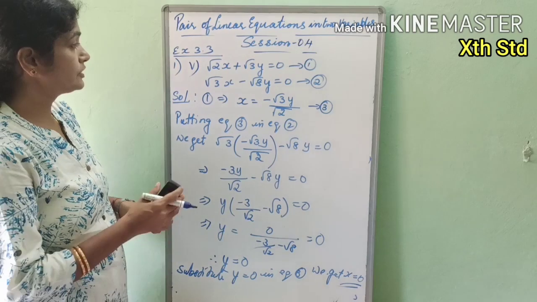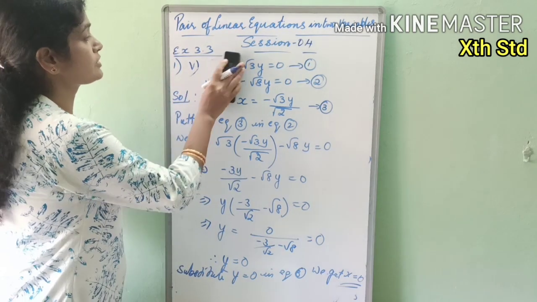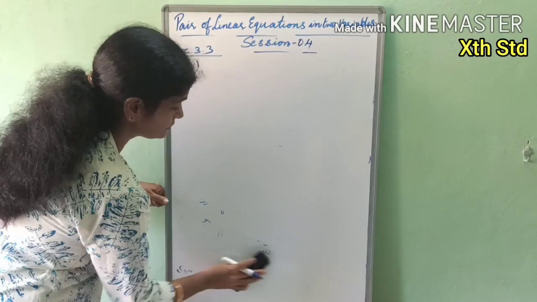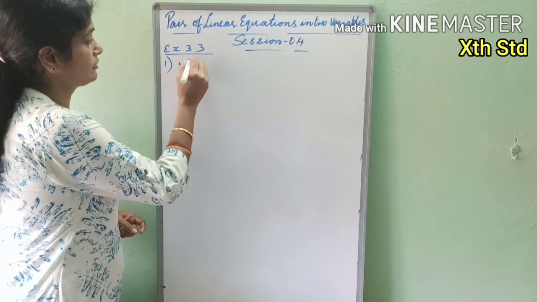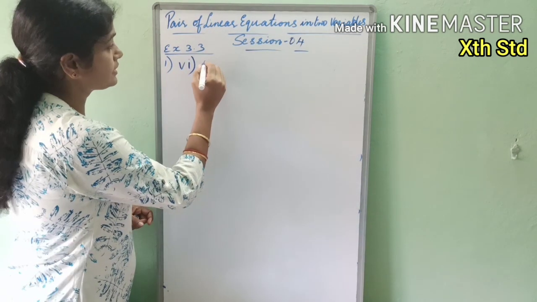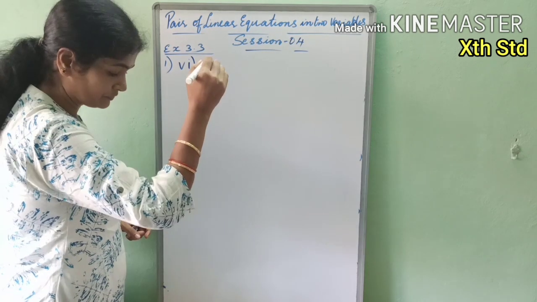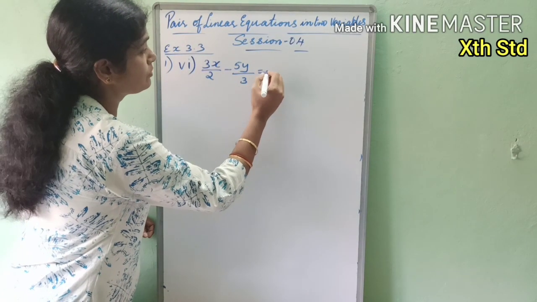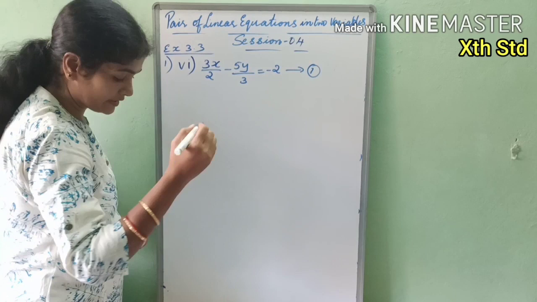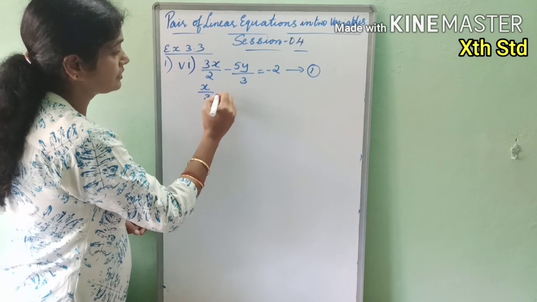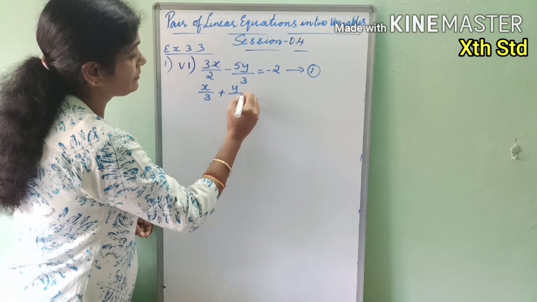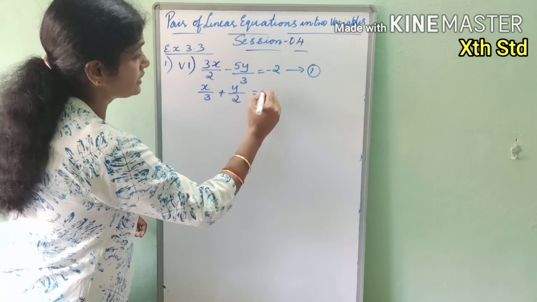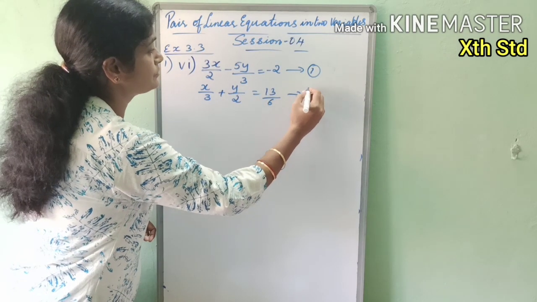Okay. Now, with this, let's move on to the last part of this first question. We'll see the sixth question now. First bit, sixth question. What is it? 3x by 2 minus 5y by 3 equal to minus 2. Equation 1. And the other equation is x by 3 plus y by 6. No, y by 2 it is. y by 2 is equal to 13 by 6. This is equation 2.